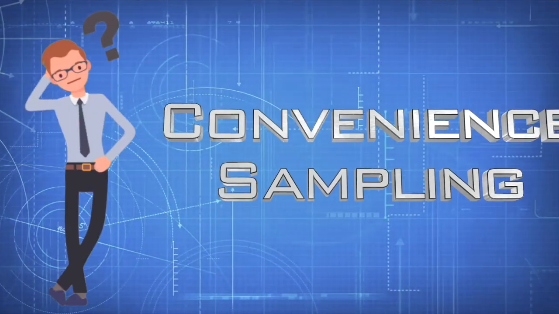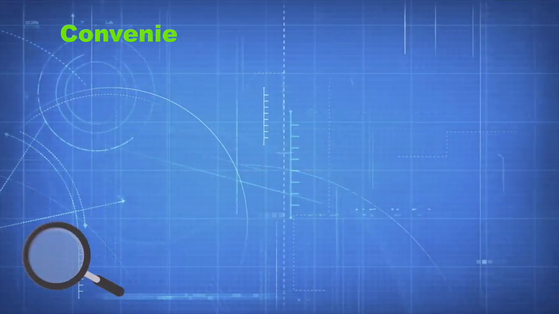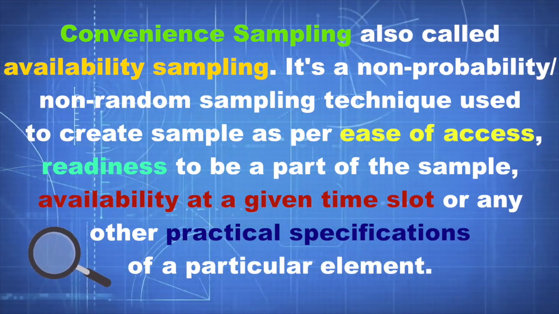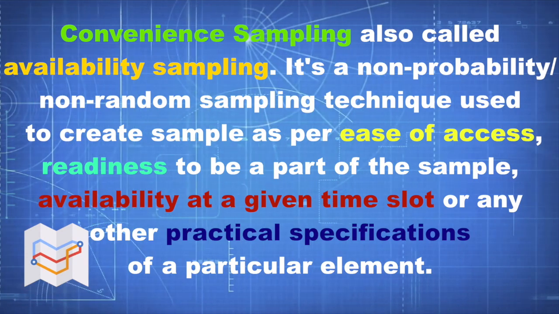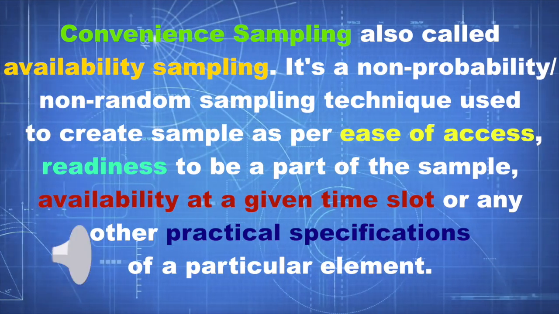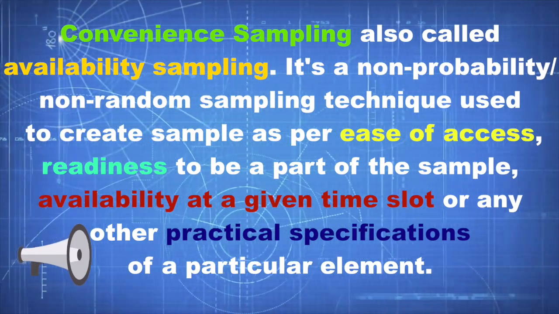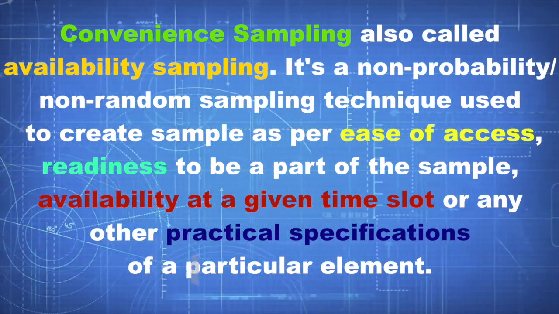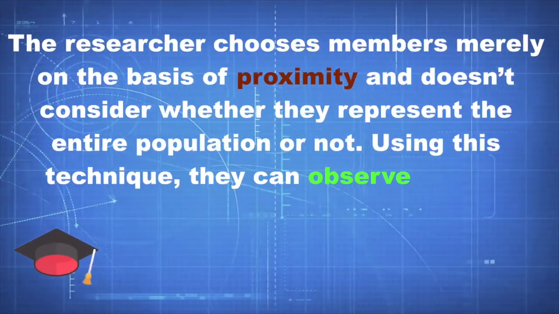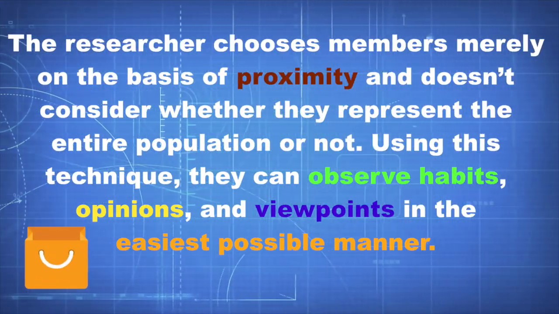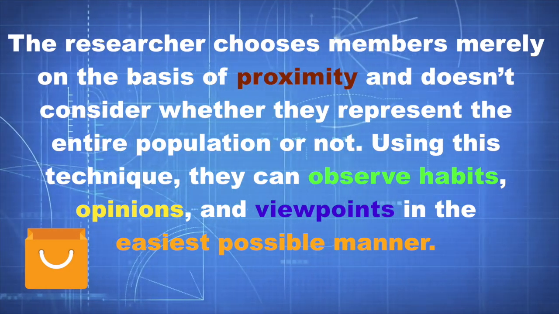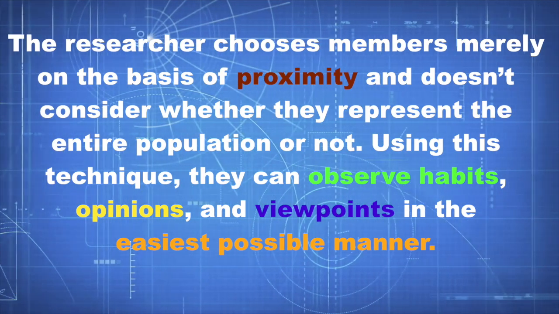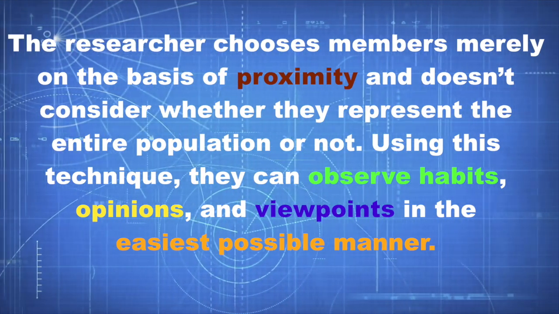Convenience sampling. Convenience sampling is also called availability sampling. It is a non-probability or non-random sampling technique used to create sample as per ease of access, readiness to be a part of the sample, availability at a given time slot, or any other practical specifications of a particular element. The researcher chooses members merely on the basis of proximity and doesn't consider whether they represent the entire population or not. Using this technique, they can observe habits, opinions, and viewpoints in the easiest possible manner.